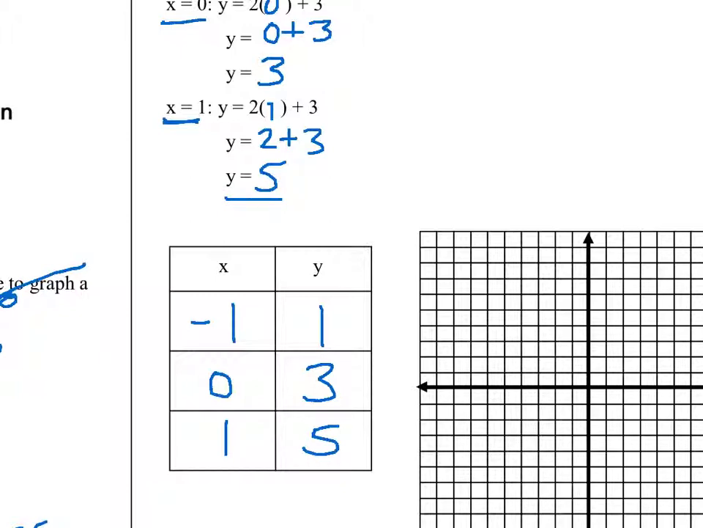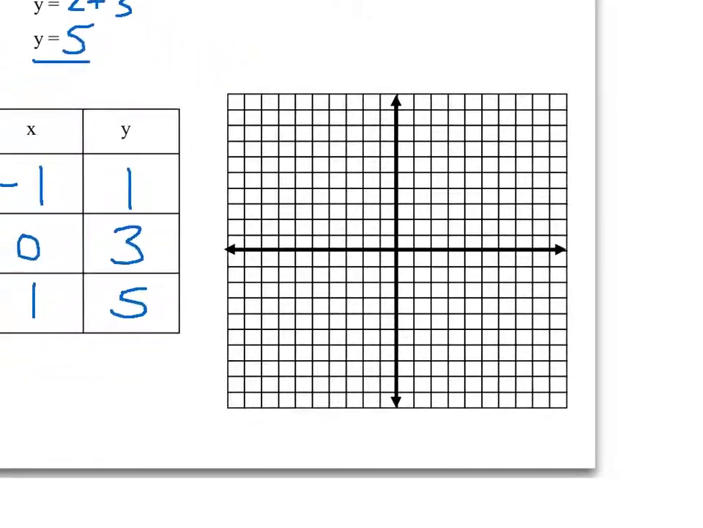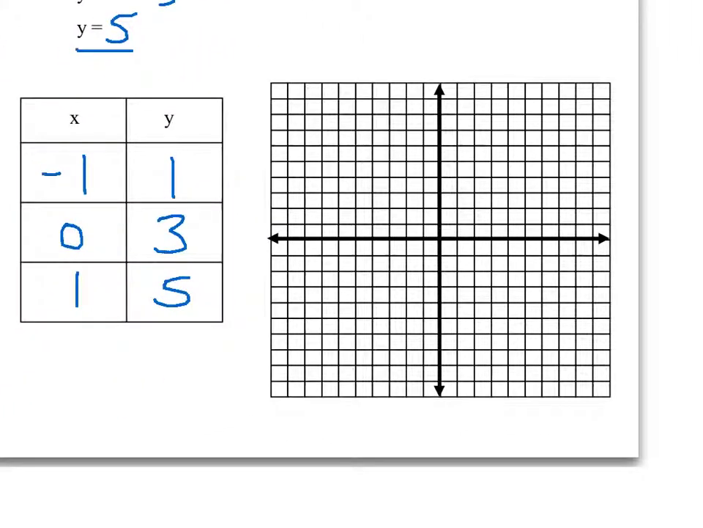All right, so now all we got to do is graph these points. So I'm going to zoom in over here to our graph. -1, 1. This is something that you all showed me you are quite proficient with. 0, 3, so that's over 0 and up 1, 2, 3. And over 1 and up 5. 1, 2, 3, 4, 5.